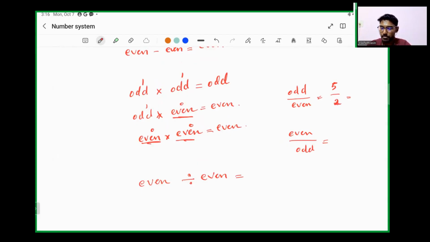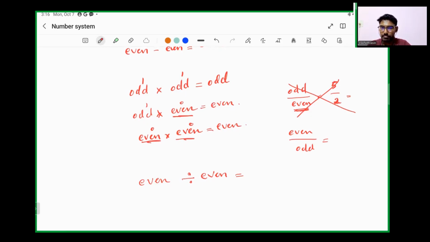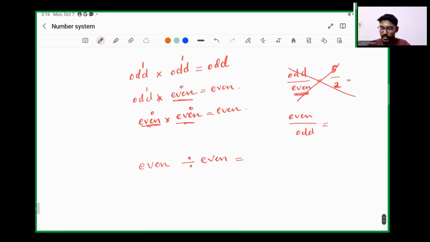Decimals will come. Odd by even, there will be decimals because the multiple of an even number will never be an odd number. So odd by even you cannot do. So questions will not come like this. What is odd by even? You cannot tell. You are going to get decimals. For decimals, you cannot tell even and odd. Okay, so you cannot answer that. Odd by even. Clear. What will be even by odd?